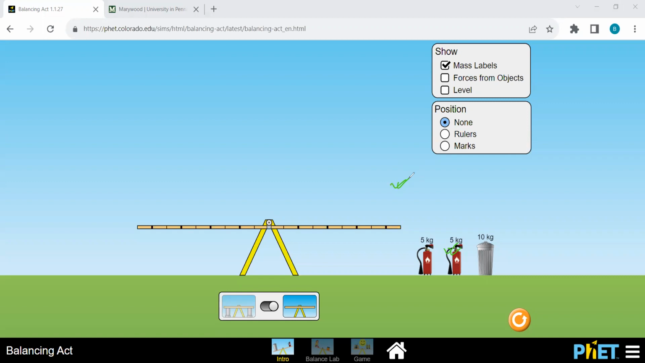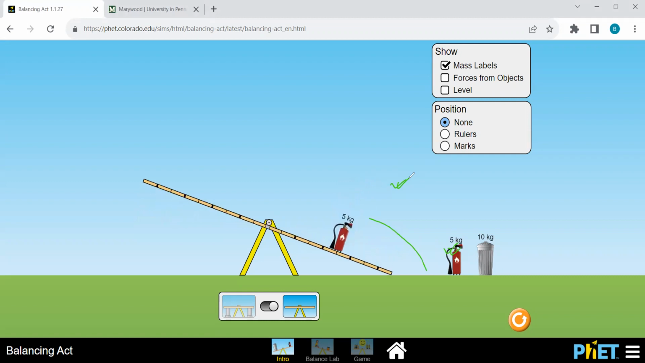Now if I put one of the objects here, you see that it rotates. Now it is no longer in static equilibrium. So to make it static equilibrium, what we can do is take another object and put it here.